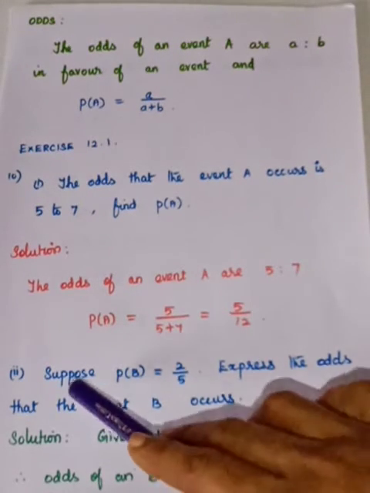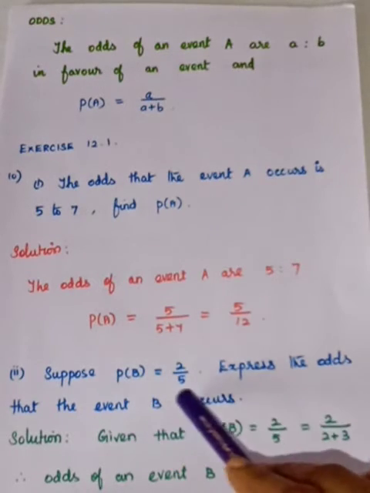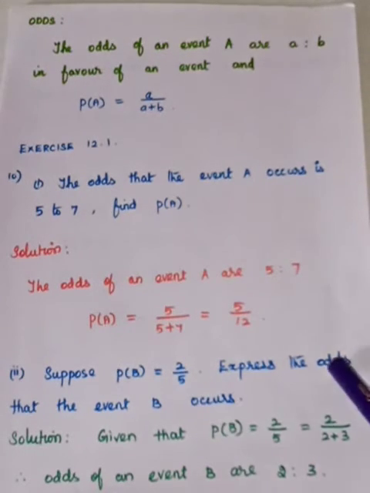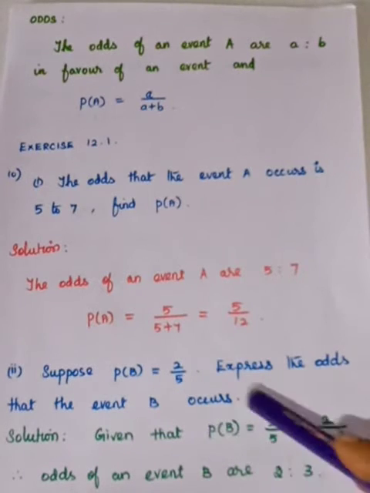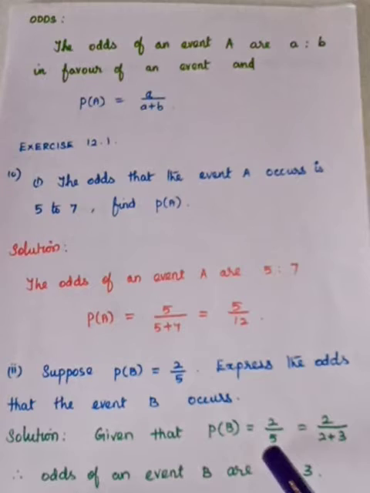Okay. You see now, suppose P of B is equal to 2 by 5. Now the probability is given. Express the odds that the event B occurs. So P of B is equal to 2 by 5 means 2 is favorable to that event B. And here 5 means what? It is the total outcomes in the experiment, isn't it? So the 5 can be written as 2 plus 3.